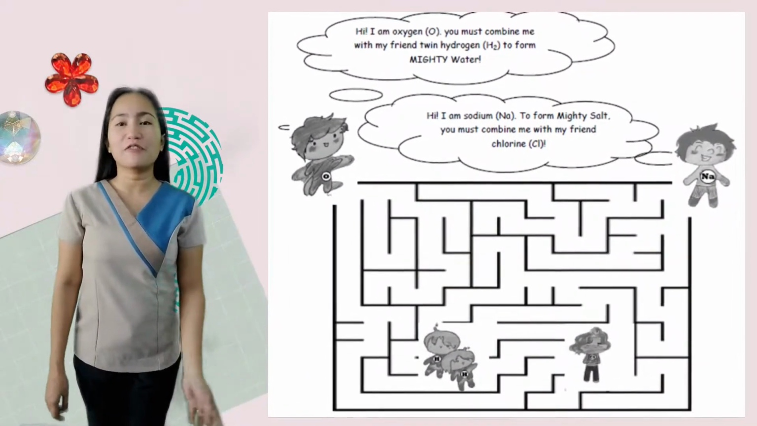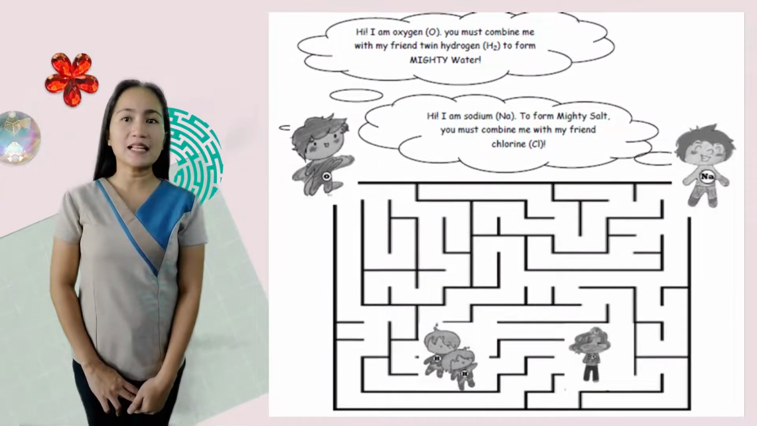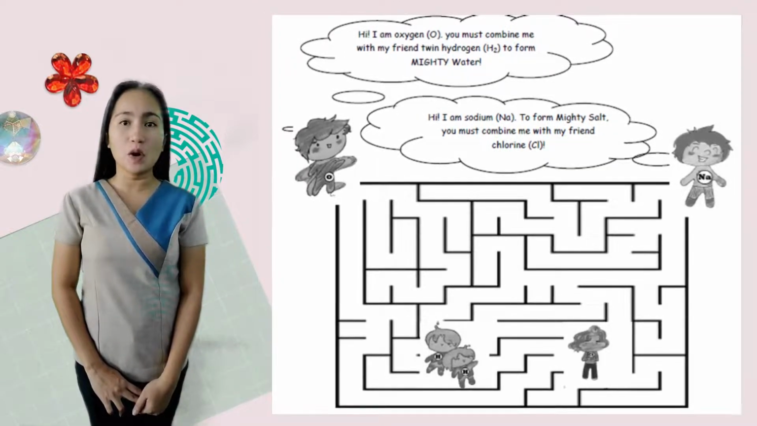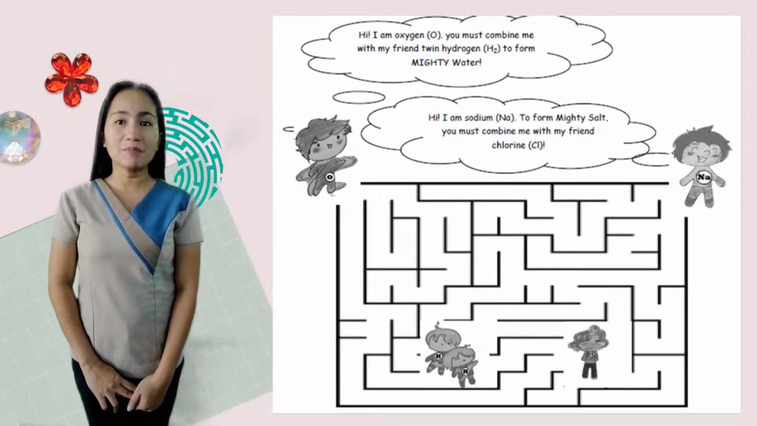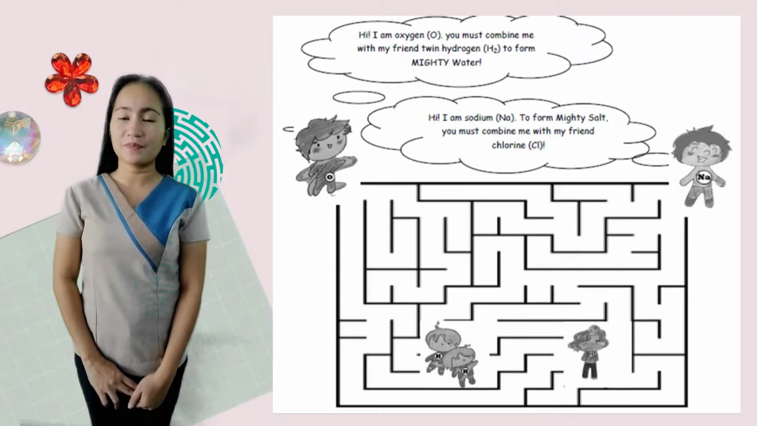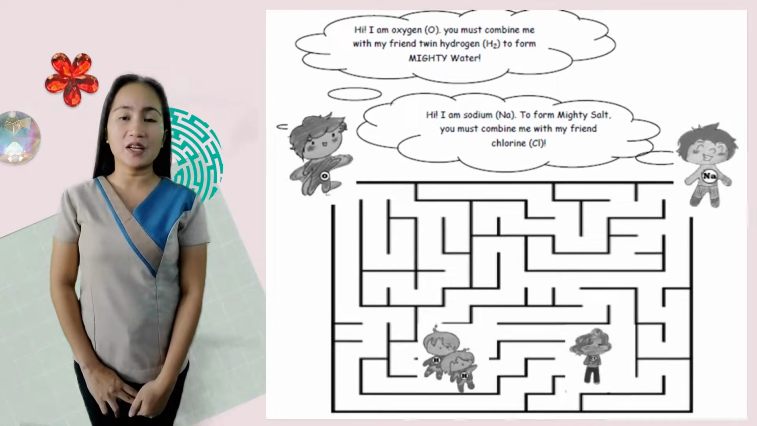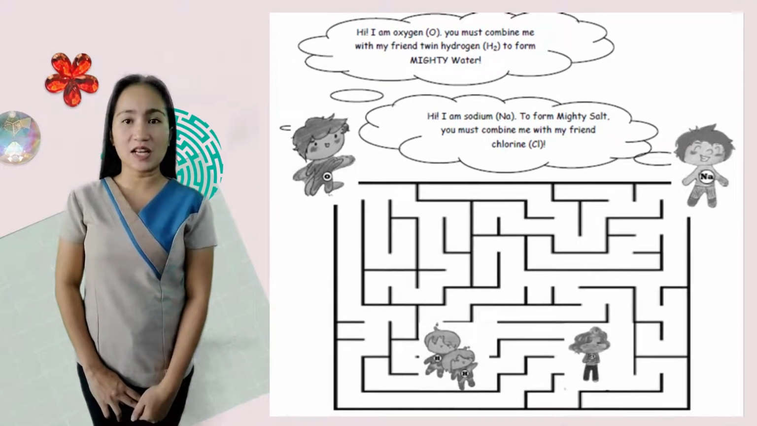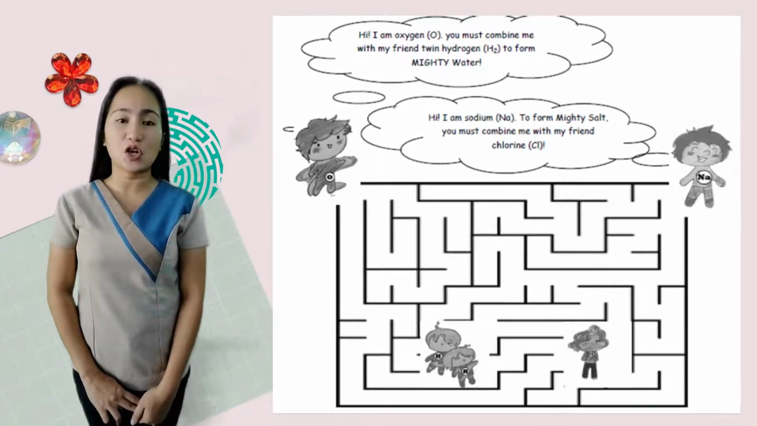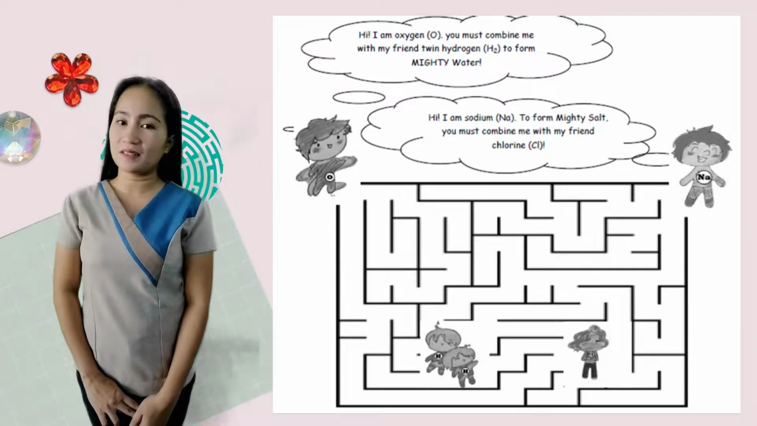Here, you will do the friend searching. The elemental heroes, when combined, can do wonders to save our planet. Help them bring out their superpowers. Read their clues given. Remember to use blue crayons to connect oxygen and hydrogen, and green crayons to connect sodium and chlorine in the mix. Good luck!